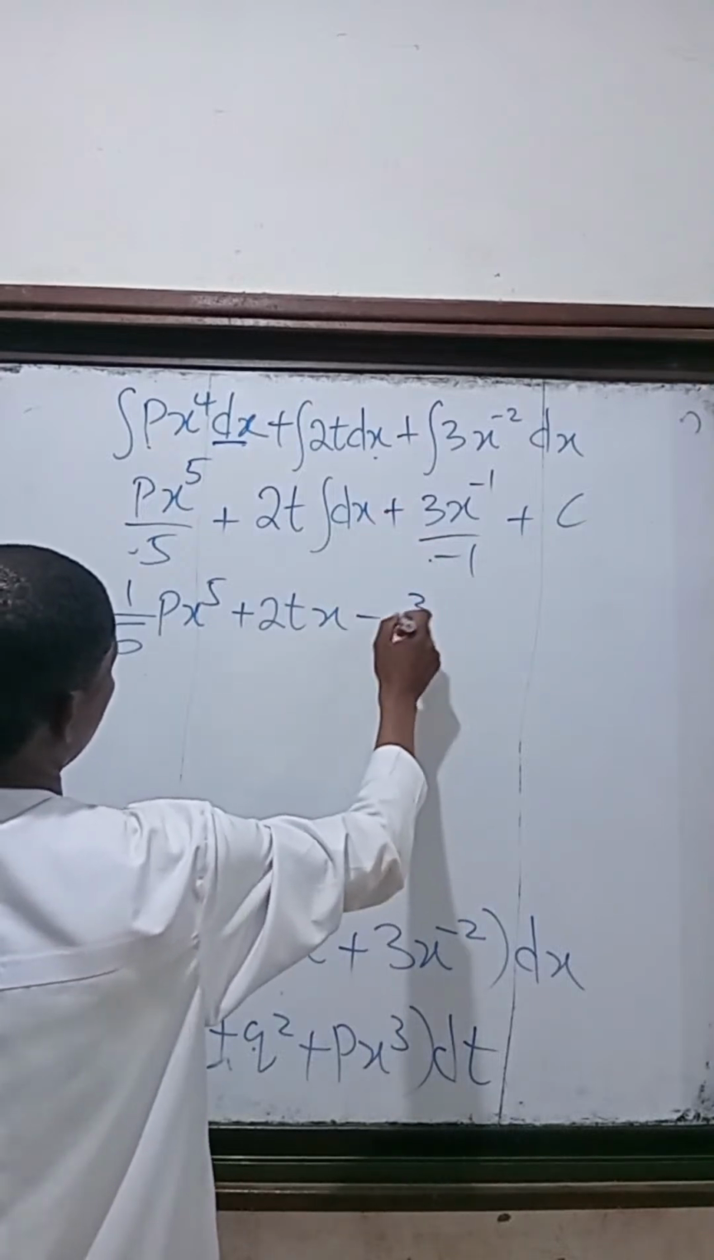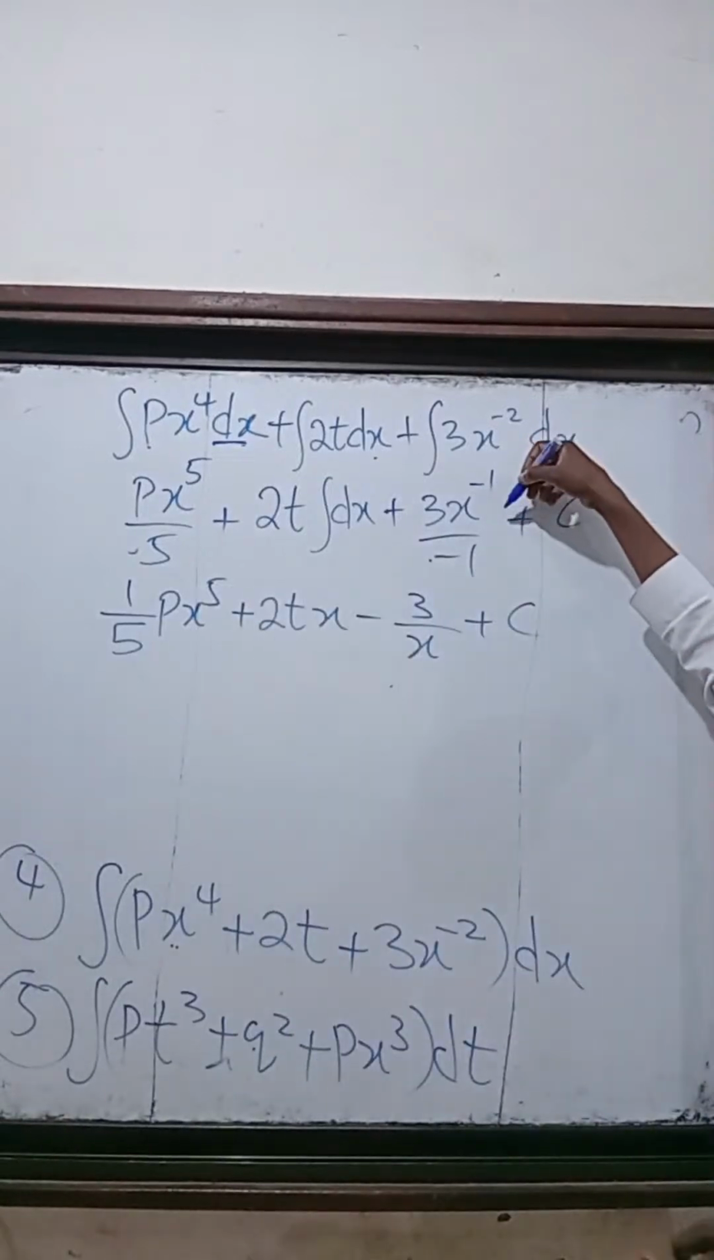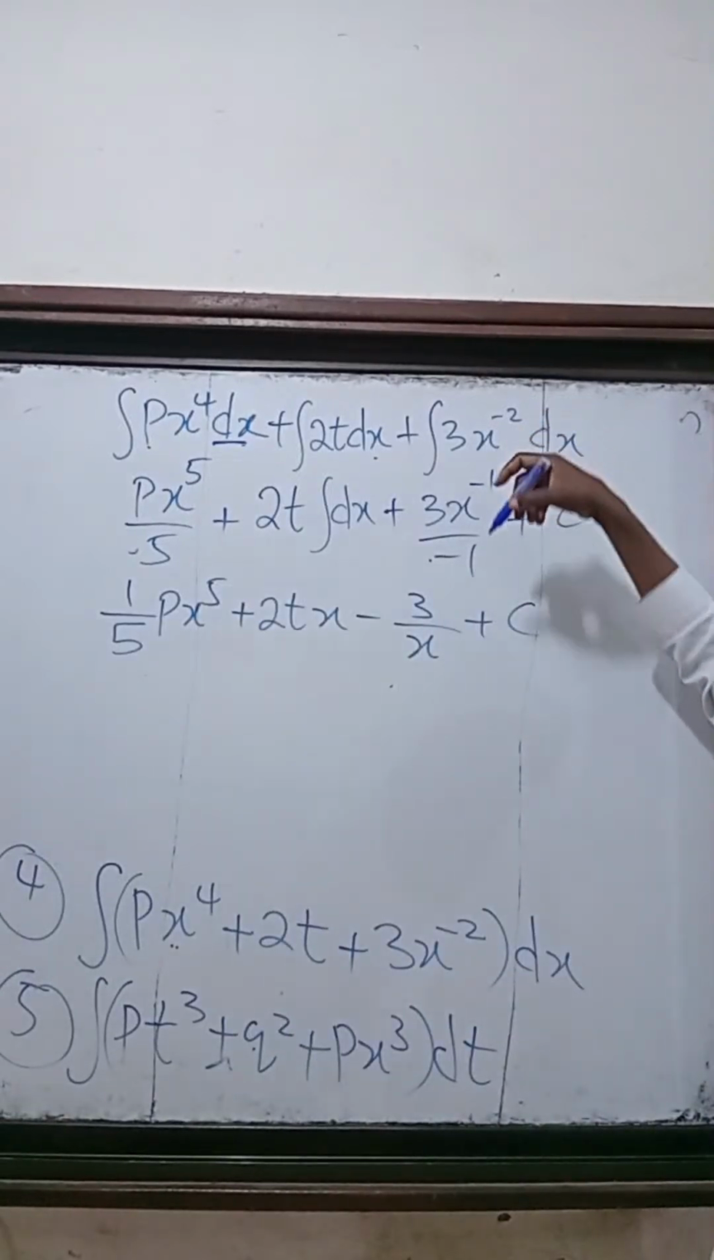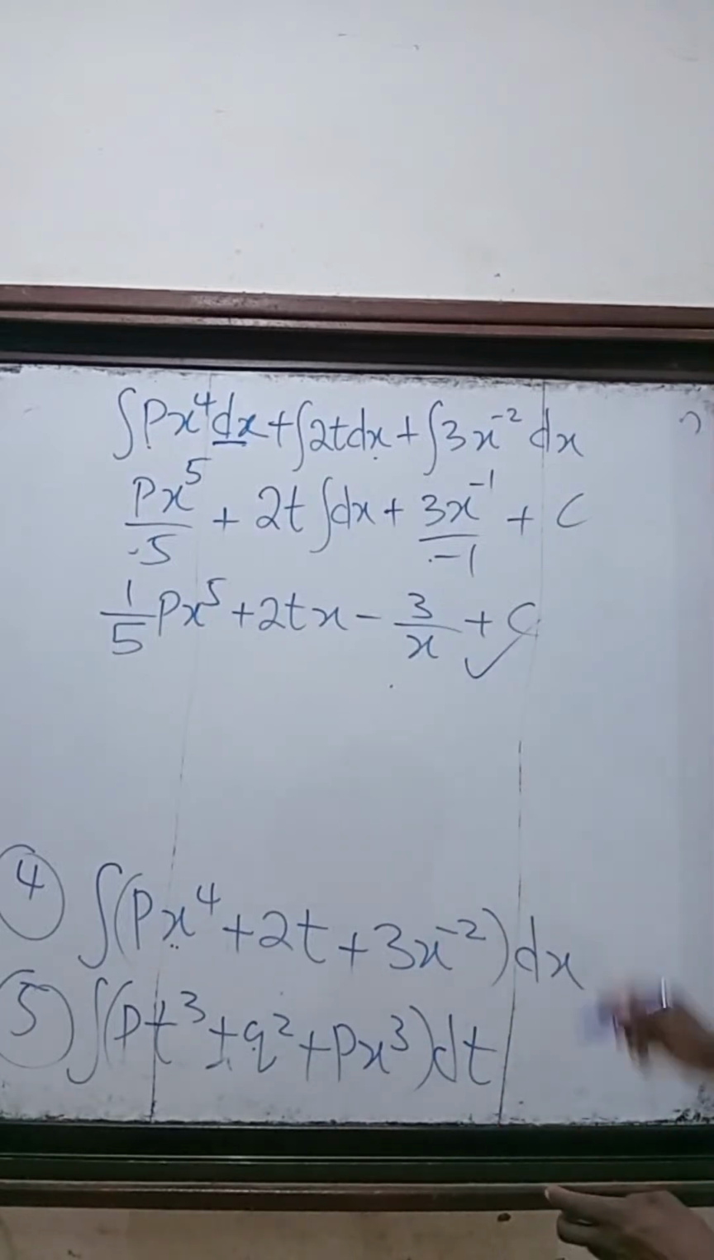On the final note, we have 1 over 5 p x to the power 5 plus 2tx, and then minus 3 over x plus c. This 1 over minus 1, this minus, you can remove it, that's 1 over x. So 3 times 1 over x. So you have this. Okay?